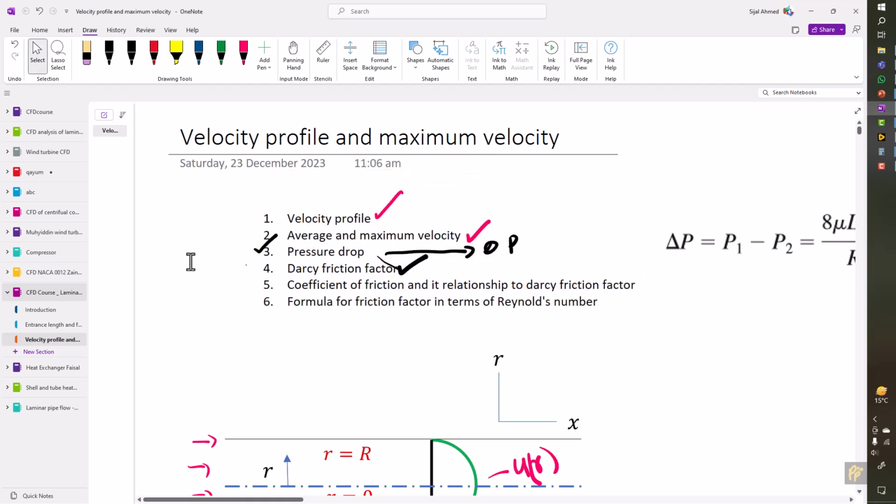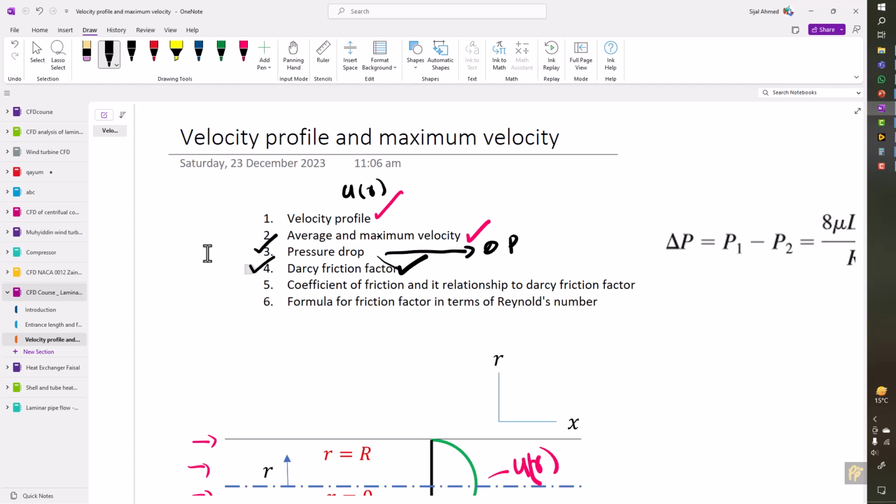Okay, so so far we have derived the velocity profile, and also we have found the expressions for average and maximum velocity, and we cast the velocity profile, that is the u_r, in terms of the average and maximum velocity as well. And we also found the pressure drop formula, delta P, and now the next thing is to find the Darcy friction factor, that is f.